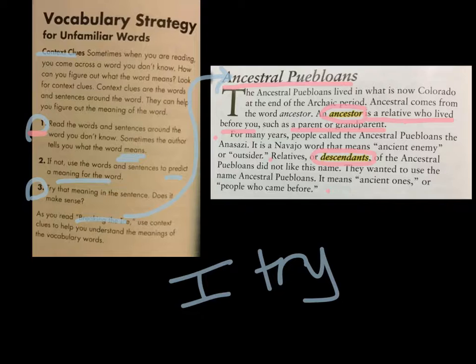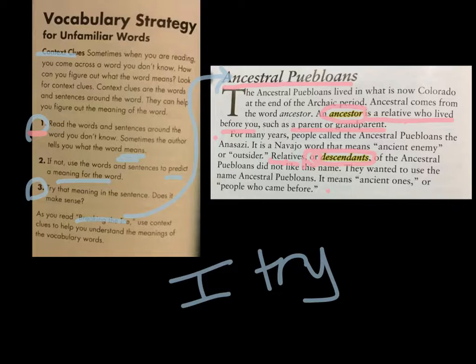So I'm going to read the words and sentences around the word. Relatives or descendants of the ancestral Puebloans did not like this name. Look right here, it says relatives or descendants. That makes me think that relatives and descendants might mean the same thing. This might be a meaning clue. Relatives of the ancestral Puebloans did not like this name. All right, I think that makes sense.